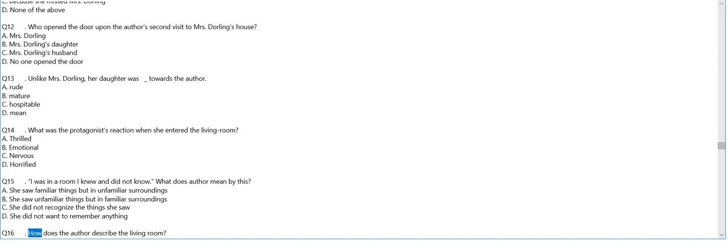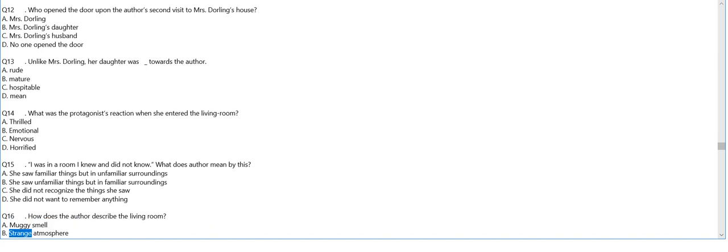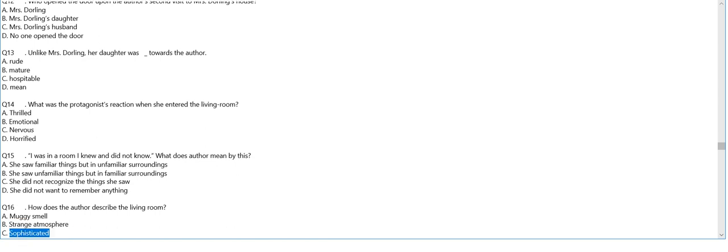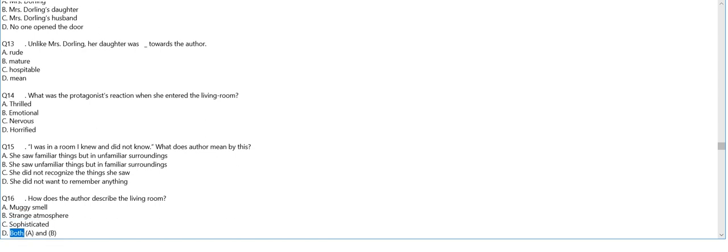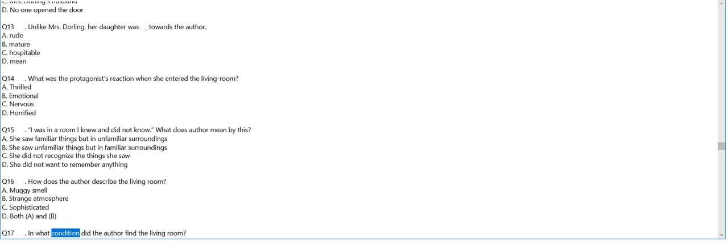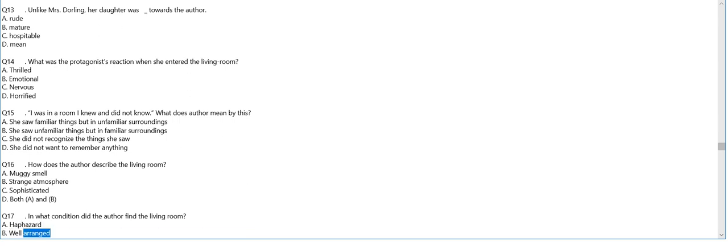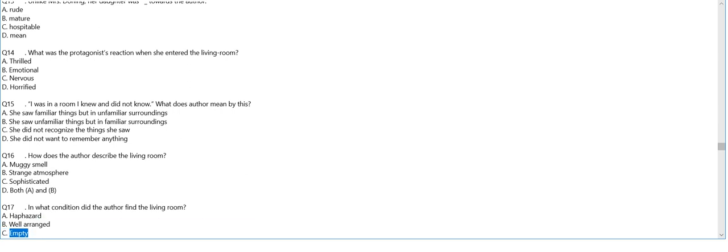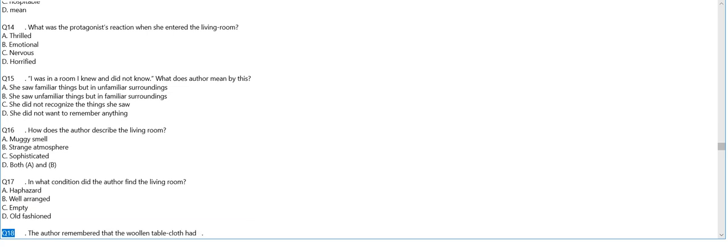Q16. How does the author describe the living room? A. Muggy smell. B. Strange atmosphere. C. Sophisticated. D. Both, A and B. Q17. In what condition did the author find the living room? A. Haphazard. B. Well arranged. C. Empty. D. Old-fashioned.